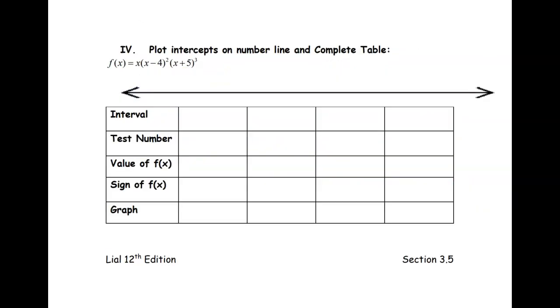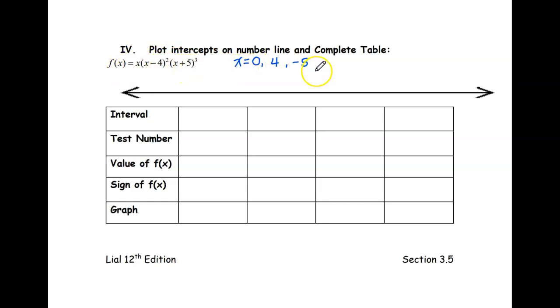Now, after you have determined the x-intercepts of your polynomial function, the next step is to arrange those x-intercepts on a number line and then complete this table. This would help us get the different information that we need to graph our polynomial function. So we begin by identifying the x-intercepts of this given polynomial function. The x-intercepts are just 0, 4, and negative 5. Those are the values when you equate each of these factors to 0.